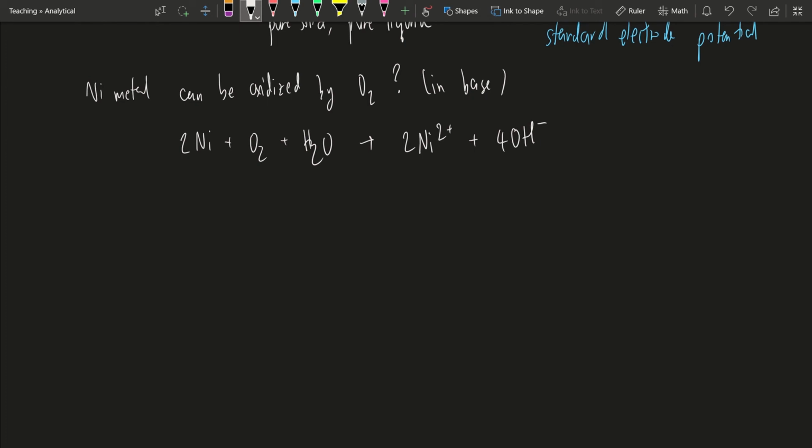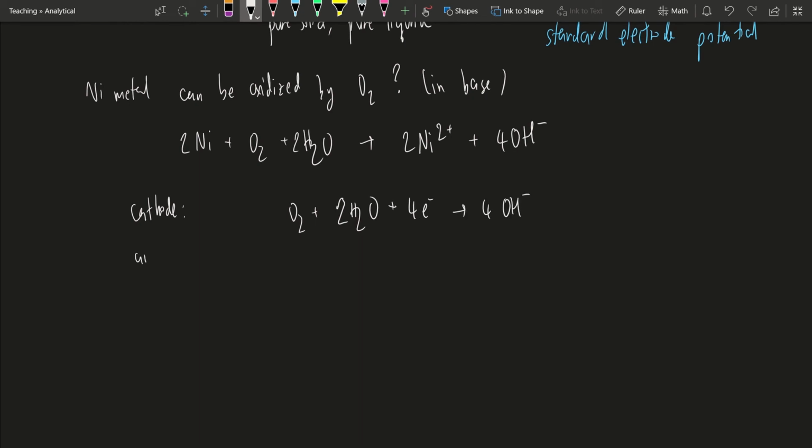So how to do this? First, you separate the reaction into the reduction and oxidation. So the reaction on the cathode is oxygen plus water. Actually, there's 2 here. Oxygen plus 2 water plus 4 electrons, and you get the 4 hydroxide ion.